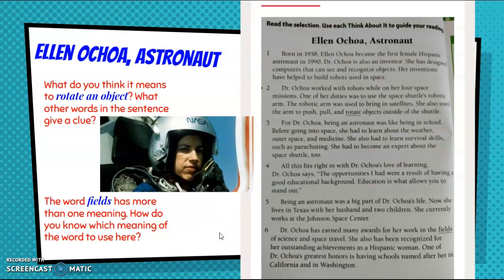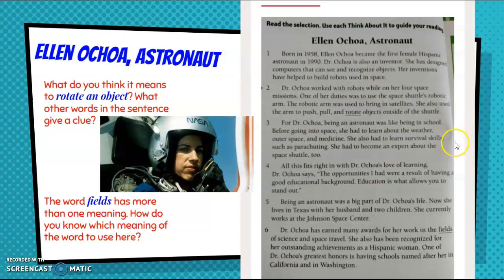She also used the arm to push, pull, and rotate objects outside of the shuttle. Right there, I see that I'm talking about direction here. She uses the arm to push, pull, and rotate. And you know what I've told you all before, as you are reading, you hold on to information. You read a little bit more and you hold on some more. So you guys do pretty good with that. So think about what's happening around the word rotate, right? She uses this robotic arm to push things, to pull things, and then to rotate things outside of the shuttle.